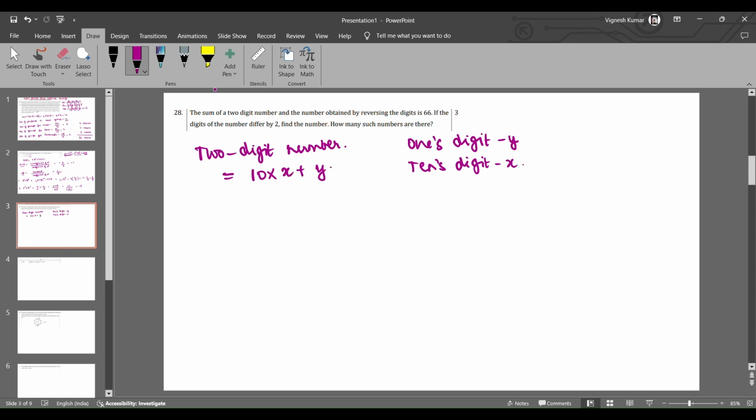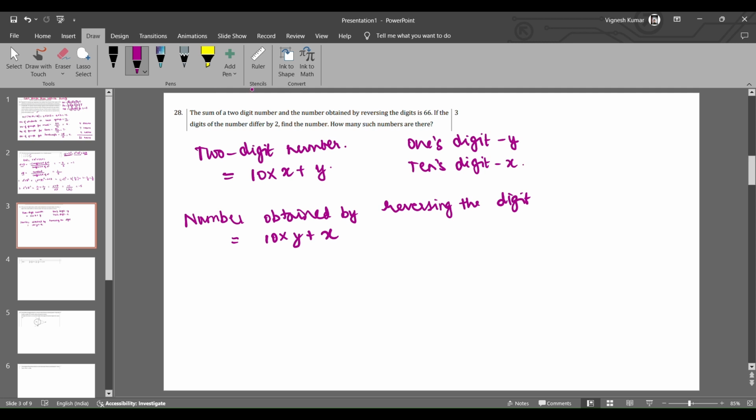The first line of the question states the sum of a two-digit number and the number obtained by reversing the digits. That means here the ones digit becomes x and the tens digit becomes y. So the number obtained by reversing the digits will be 10 into y plus x. Since now y has become the tens digit and x has become the ones digit, the number obtained by reversing the digits, which is again unknown to us, is 10y plus x.